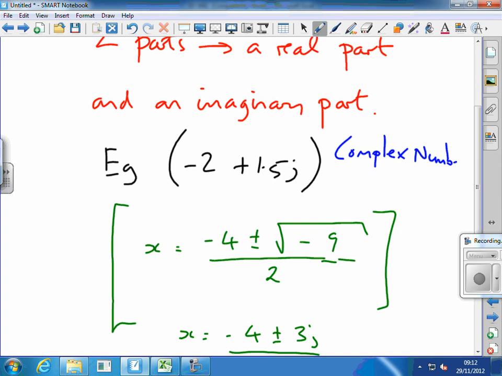And the complex number has a real part and an imaginary part. That's what makes it complex. It's got two parts to it, a real part and an imaginary part. So not complex in the sense that it's complicated, but complex in the sense it's made up of two bits, a real bit and an imaginary bit.